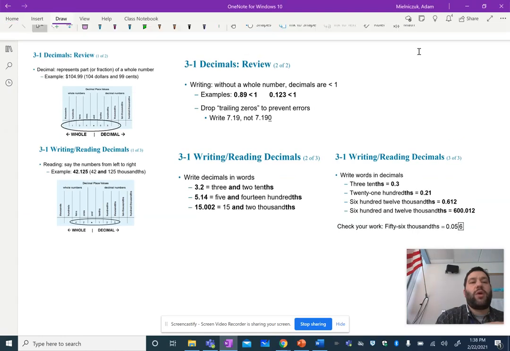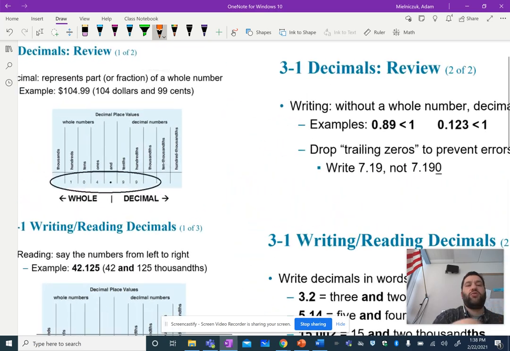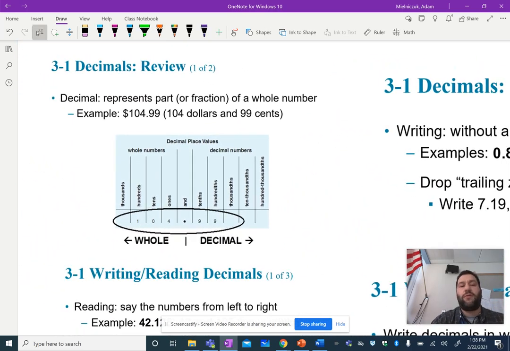Unit 3, we are going to take a look at decimals, okay? So first thing we need to remember is that a decimal represents part or fraction of a whole number. For example, 104.99 would be $104.99, okay? Quick review of our place values.